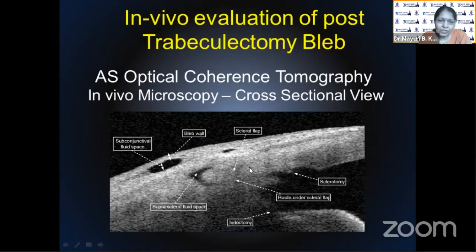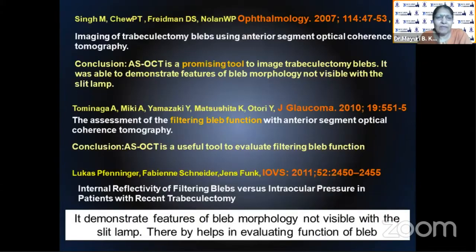It can show you the subconjunctival fluid spaces, separations, and bleb wall. Its morphology will tell you about the functionality. It also shows the suprascleral space, the route beneath, whether it is patent or not, the sclerostomy, and the iridectomy. I will be talking on this in my further lecture.